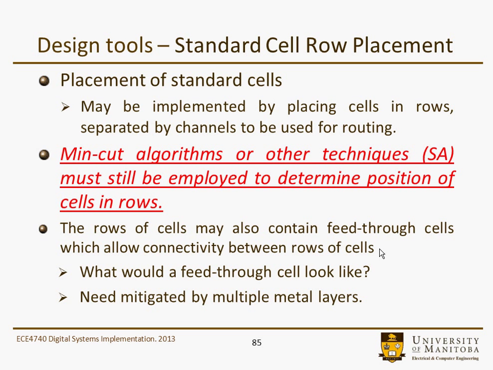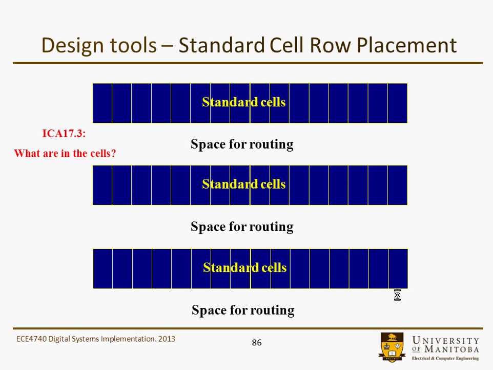So one of the questions might be, what would a feed-through cell look like? Well, hopefully it looks like a wire that you can connect from the top and the bottom. And this need is mitigated by the multiple metal layers that you have nowadays, as well as probably all the wiring that would have been previously done in a routing channel. So here's an example of what an integrated circuit would look like with standard cells and space for routing. Standard cells followed by space for routing. So one of the in-class assignments would be what are in the cells.